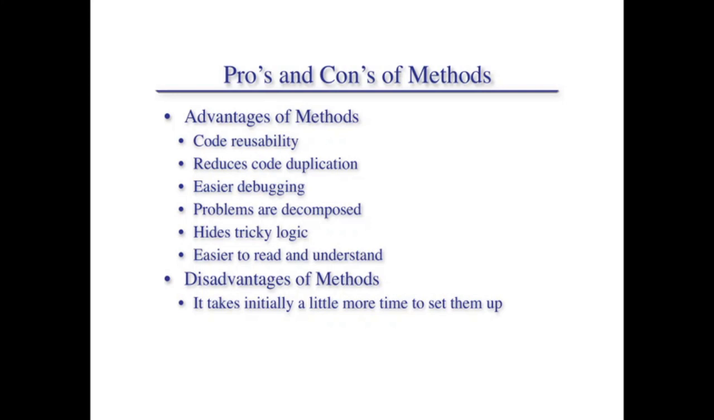Why is it easier debugging? Because the complexity of debugging or exception handling goes proportionately with the number of lines of code. So what happens over here is when we make a method, we reduce the number of lines of code. So in that case, we have easier debugging. Now the problems are decomposed. What does it mean that problems are decomposed? With the help of a method, we are able to diagnose properly what is exactly happening inside that particular method's body.